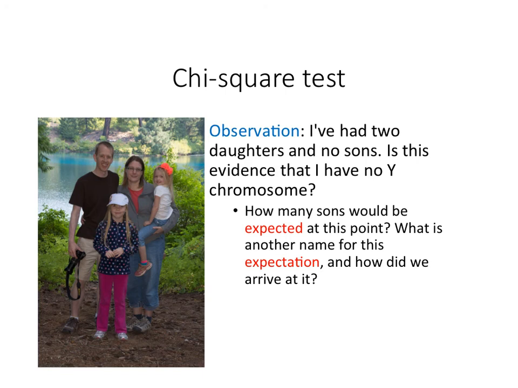So with just a small sample size, what does this mean? How many sons should I have had? If I have two offspring, what would you predict? How many sons and daughters should I have had? One of each. Right, I've got 50% X chromosomes, 50% Y chromosomes. I should have an equal ratio of sons and daughters.